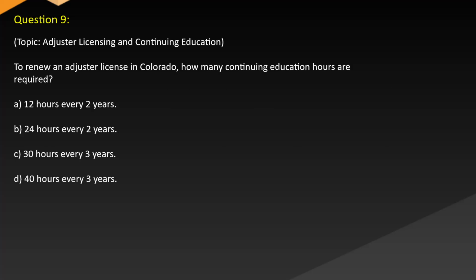Question 9. Topic: Adjuster licensing and continuing education. To renew an adjuster license in Colorado, how many continuing education hours are required? A. 12 hours every 2 years. B. 24 hours every 2 years. C. 30 hours every 3 years. D. 40 hours every 3 years.